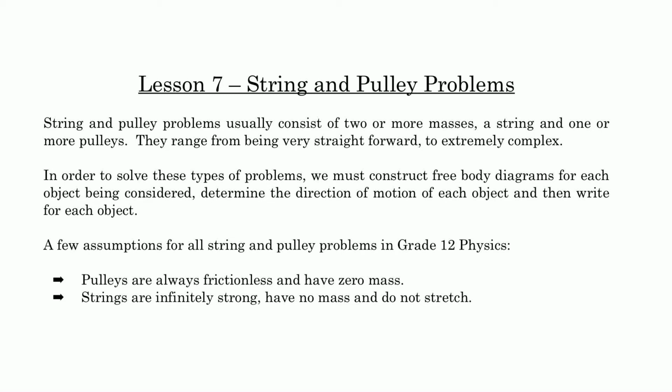So we have a few guiding assumptions for all string and pulley problems in grade 12 physics, and these assumptions will probably also be true if you take first year university physics. The 2 assumptions that we always make are that pulleys are frictionless, so when a string runs over a pulley, there's no losses due to friction at the axle or anything like that, and that they have 0 mass.